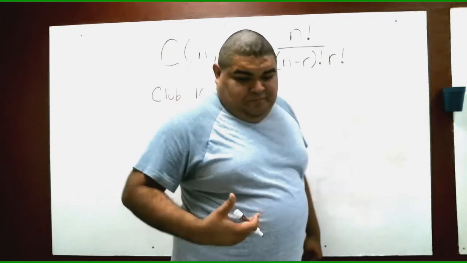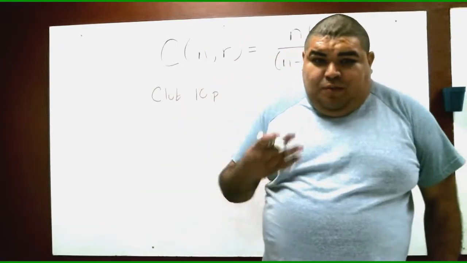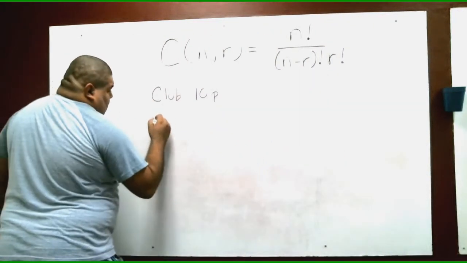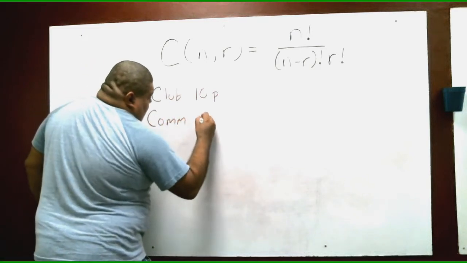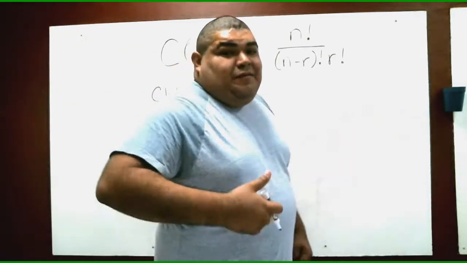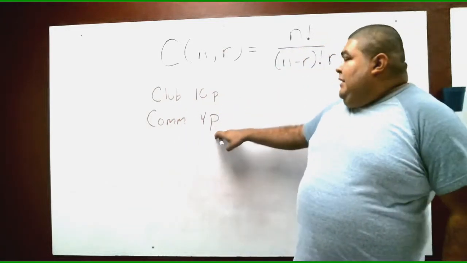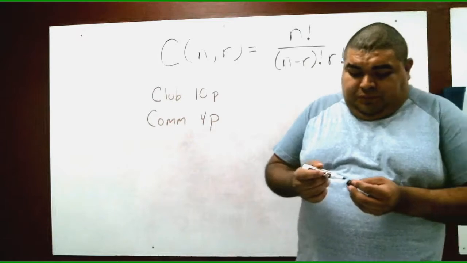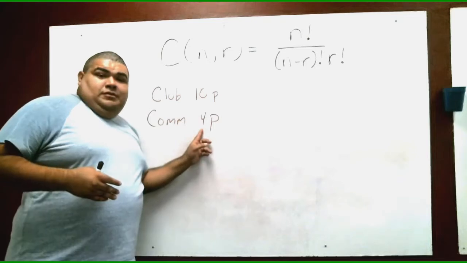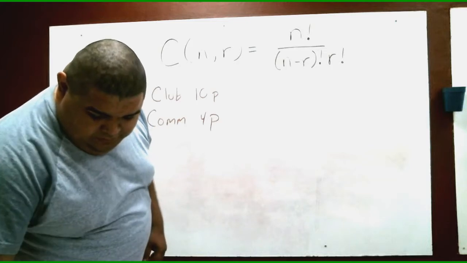In that club, they're going to choose a committee, okay? Out of those 10 people, only 4 can be in the committee. So, committee, 4 people, okay? We want to find out how many different ways or different possibilities out of those 10 people can end up in the committee. Meaning, 10 is our n, right? Our total. r is our number of people that are going to be on that committee.